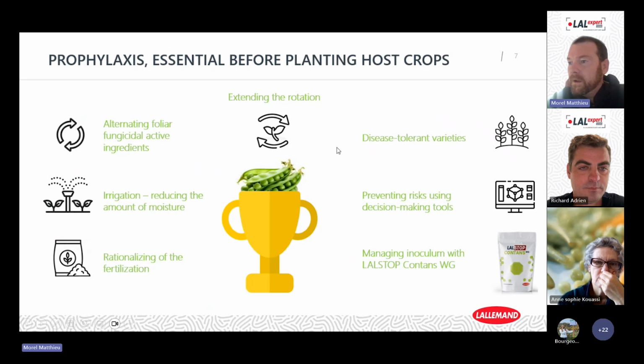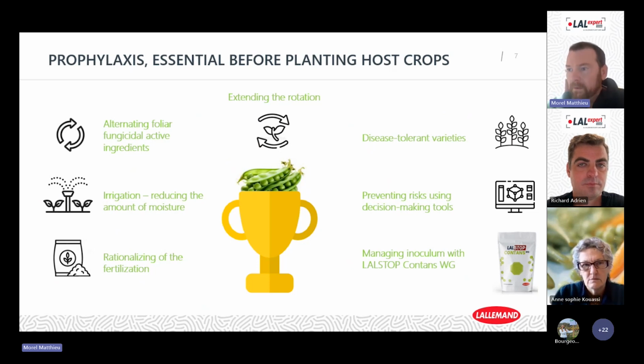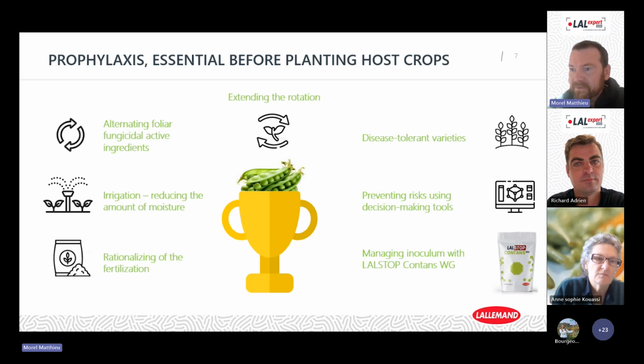Now, just a few things about the prophylactic methods, all the methods that are appropriate to control the sclerotinia. One is the use, of course, of different aerial fungicides to control the aerial contamination. The idea is to alternate the different fungicides in order to avoid some resistance. Also, the management of the irrigation, because bringing water is a risk of contamination. So irrigation management is very, very important in order to not get a high contamination.